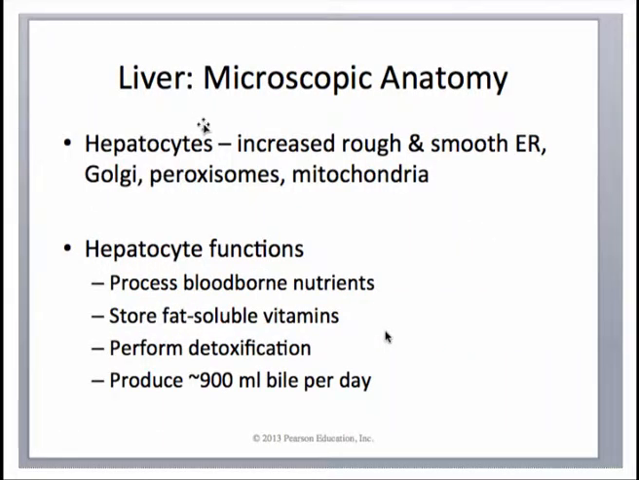Also in the liver, the hepatocytes, the liver cells, have a lot of rough and smooth ER, so they can process different proteins. Smooth ER, remember, is dealing with detoxification, as well as peroxisomes to some extent. There's energy required to do this, and then the Golgi will help to transport different proteins. There are numerous other functions as well: processing different nutrients, detoxification, producing a ton of bile, and then storing our fat-soluble vitamins.